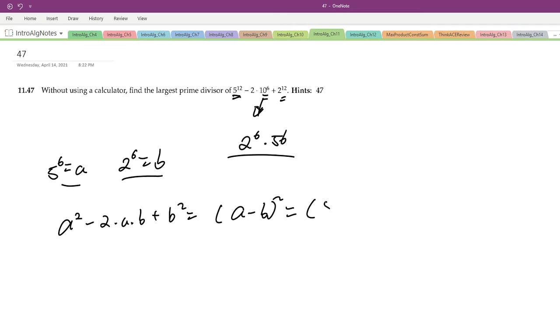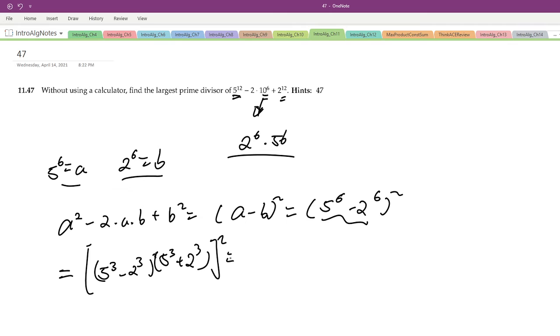So then we have (5 to the 6 minus 2 to the 6) squared, which is equal to, using the difference of squares again, 5 to the 3 minus 2 to the 3 times 5 to the 3 plus 2 to the 3, then after that the square. So here is 125 minus 8 is 117, times 125 plus 8 is 133, all squared.